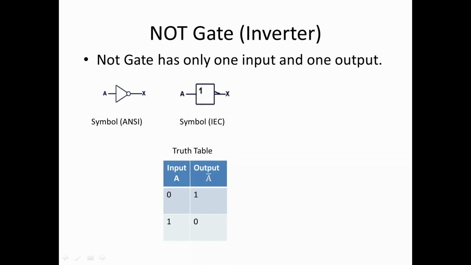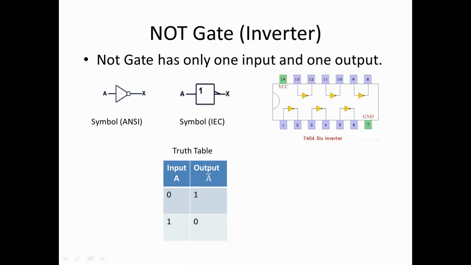This is the truth table for the NOT gate. Here there is only one input and one output. So possible inputs are 0 or 1. When the input is 0, the output is the complement of 0, that is logic 1. Hence the output is 1. When the input is 1, the output is the complement of 1, that is 0.